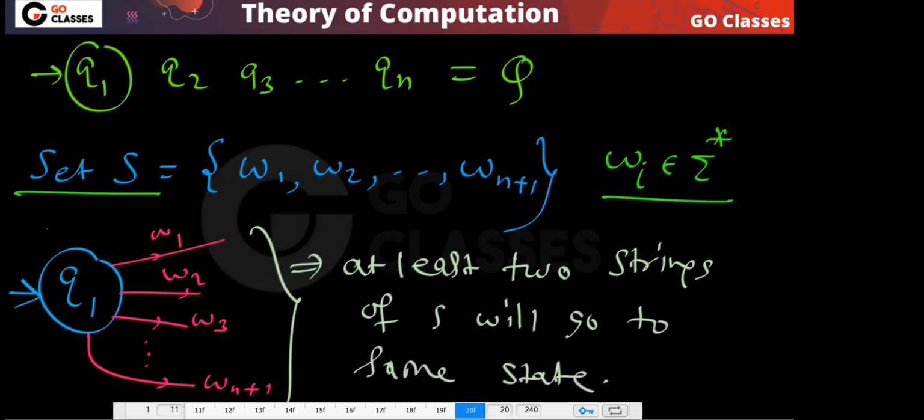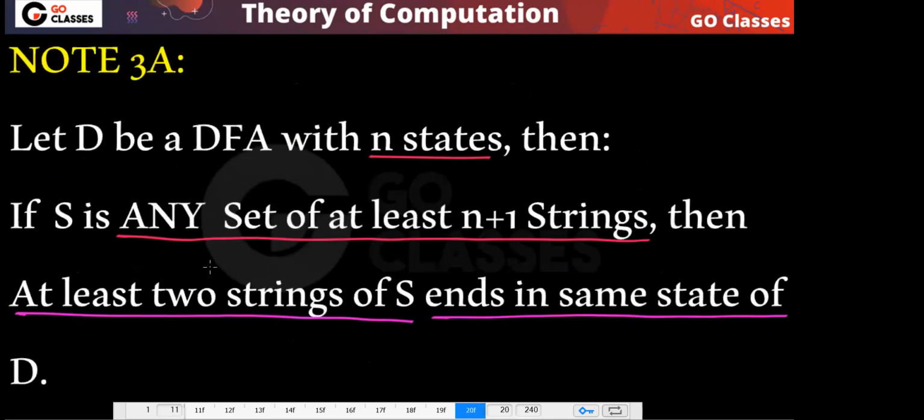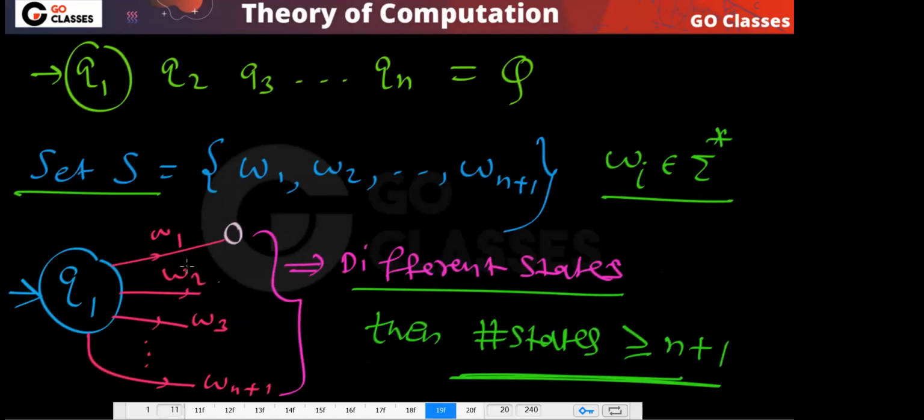Correct? Okay, very simple. So I can say, no, Alap, I am not saying they can be same or not. For example, you can also go to Q1. I am not saying that these are different from Q1. I am saying all of them are different. These are going to different states, ending in different states.